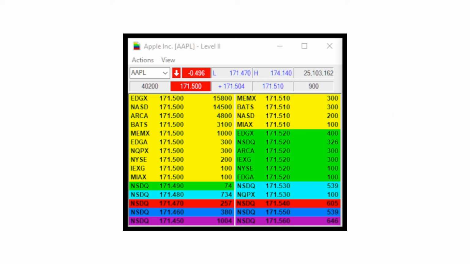So first, let's look at what an actual level 2 window looks like. It may look slightly different depending on the platform you're using, but they all work the same. Just like how we made our table for the Lego item, first we have our level 1 data. Here is the stock symbol we're looking to buy or sell. In this case, it's Apple. The current best bid is at $171.50, and the current best ask is at $171.51, showing a 1 cent spread.